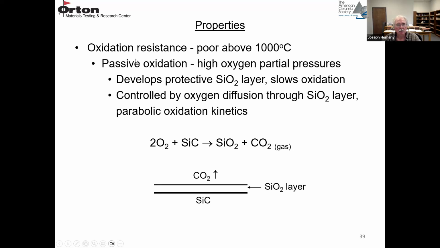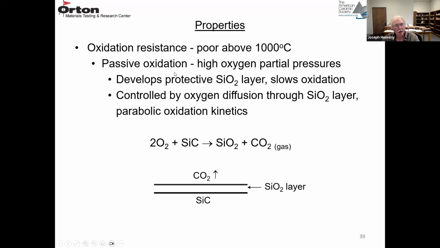And the problem with silicon carbide is at high temperatures it will oxidize. So carbon, we talked about carbon oxidizing at temperatures greater than 600 C. Silicon carbide is a little better. It'll oxidize at temperatures greater than 1,000 degrees C. And there are two different oxidation mechanisms. One is passive oxidation and one is active oxidation. So this is passive oxidation, and that occurs when you have high oxygen partial pressures. That would be an air atmosphere. The partial pressure of oxygen in air is about 0.2.